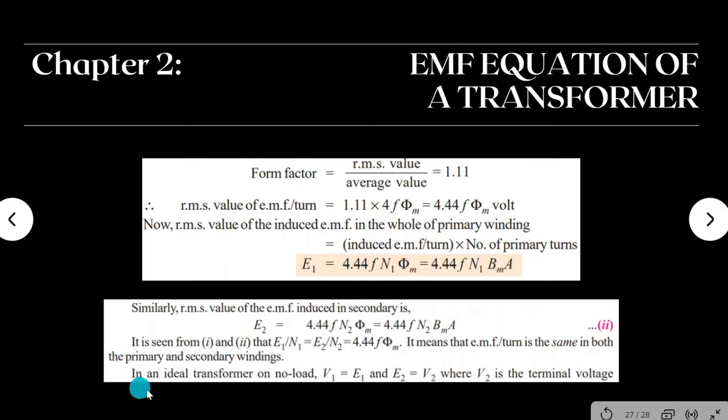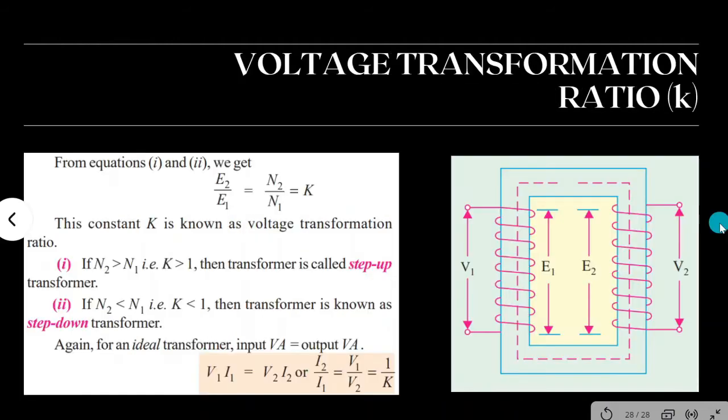Okay? For an ideal transformer on no load, V1 is equal to E1 and E2 is equal to V2, where V2 is the terminal voltage or the output voltage. So the voltage transformation ratio is designated K, or small letter a. From equations 1 and 2, we get E2 over E1 is equal to N2 over N1 equal to K. This constant K is known as the voltage transformation ratio.